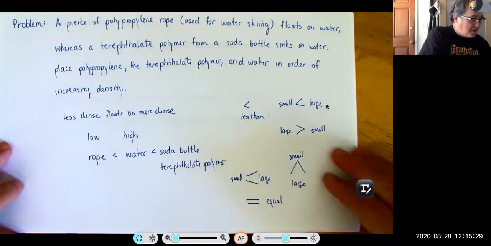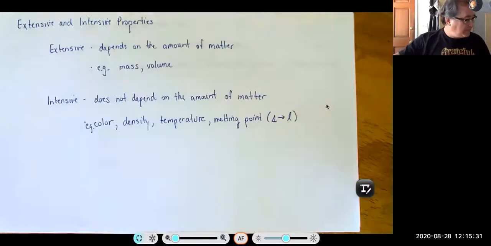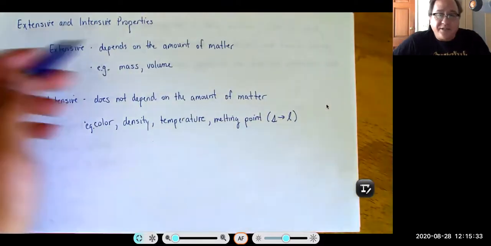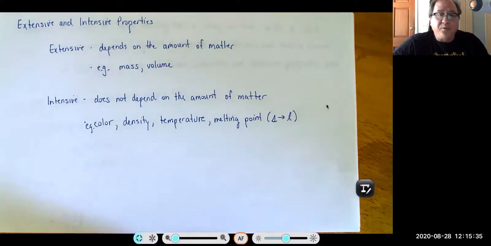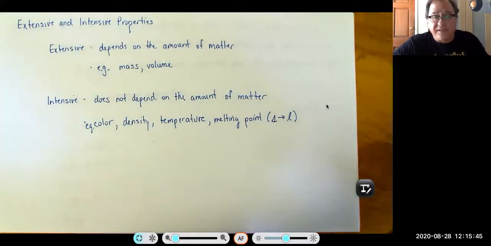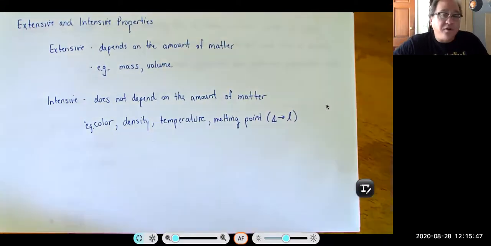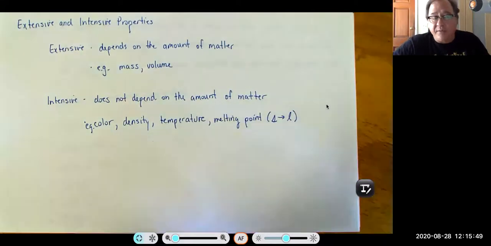Okay, moving along. Extensive and intensive properties. An extensive property is one that depends on the amount of matter you have. So mass depends on the amount of matter you have. You can have a massive sandwich or a not so massive sandwich. A large volume of sandwich or a small volume of sandwich. It depends on how big your sandwich is.